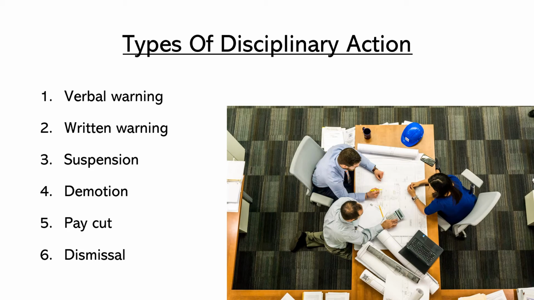Next one, suspension. Suspension means if an employee is not at all following the rules and regulations of the organization, despite having been given a verbal warning, then a written warning, and if nothing has worked out, then the employee will be suspended from the services. Suspension means he should not come to work for a short period of time or for a longer period of time, and he will not be paid during this time.